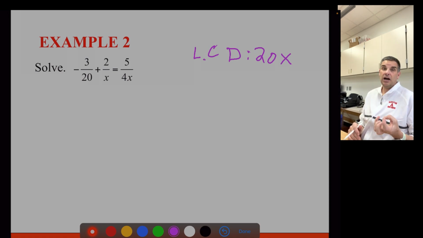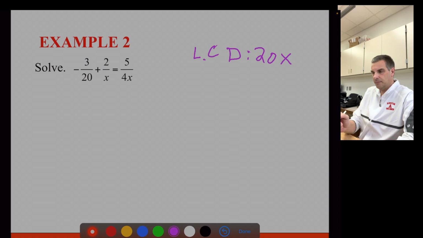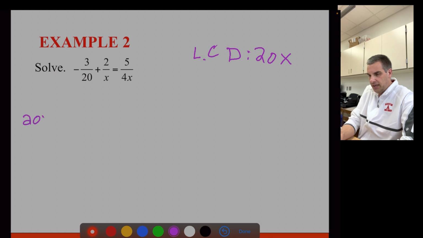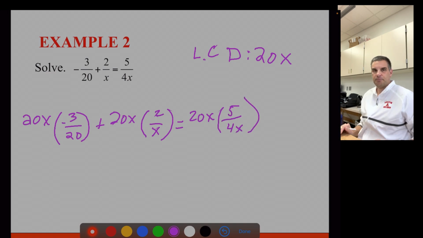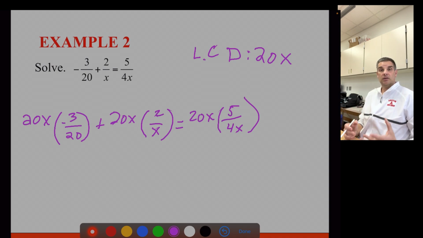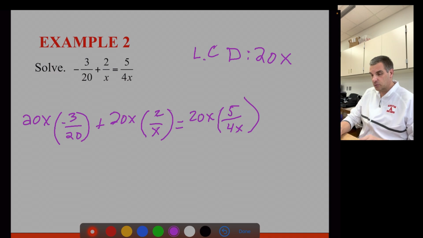Okay, so now when they explained how we're going to go about doing this, and I do like how they do this when they solve equations, they said to take each of the terms times the least common denominator. So I'm going to take my least common denominator, 20x, and I'm going to take that times negative 3/20, plus I'm going to take my least common denominator, 20x, times 2 over x, and that's going to equal my least common denominator times 5 over 4x. Okay. Now, we're multiplying rational expressions. So remember, when we multiplied rational expressions, we can reduce if we need to.